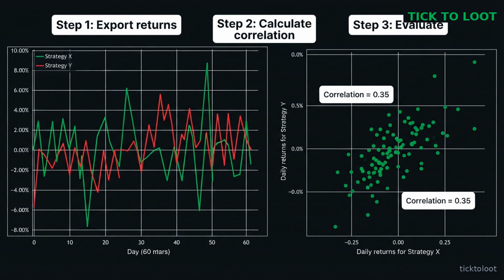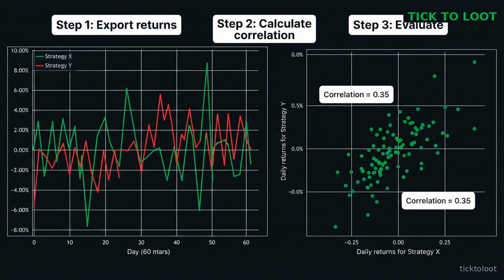Step 1 is to gather the daily return data for each algorithm. A return is simply the percentage change in the bot's account equity from one day to the next. Most trading platforms let you export this data as a CSV file. For our example, imagine we have a mean reversion bot that trades US dollar to Japanese yen and a trend-following bot that trades Australian dollar to Canadian dollar. We download 90 days of returns for each.